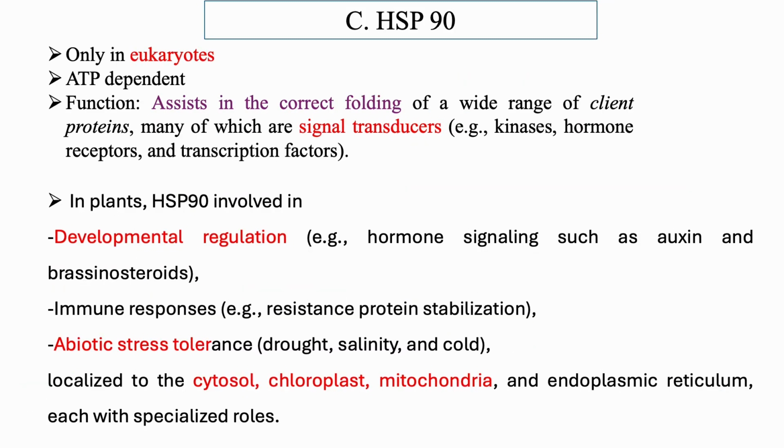As I told earlier, HSP90 is found only in eukaryotes and it's also ATP dependent. It assists in the correct folding of a wide range of client proteins, and it is mostly available for many signal transduction processes. In plants also, HSP90 is involved in developmental regulation, immune response, abiotic stress tolerance like drought, salinity or cold, and HSP90 is localized especially in cytosol, chloroplast and mitochondria.